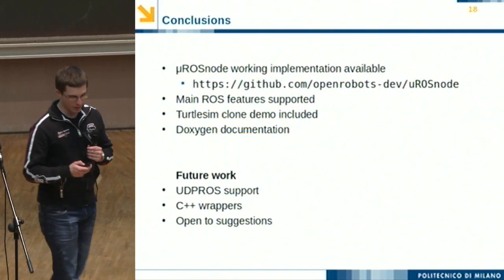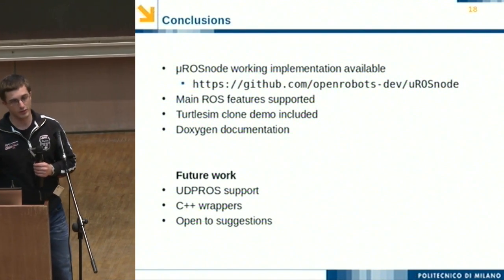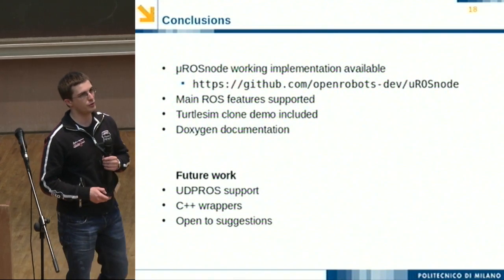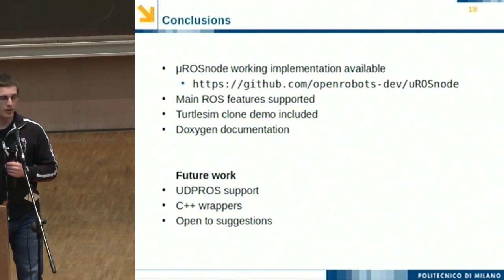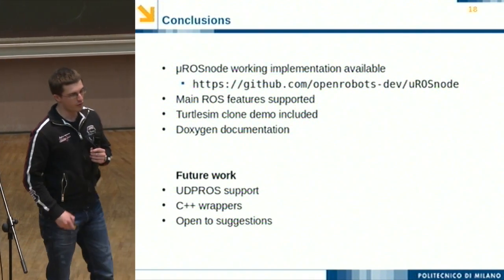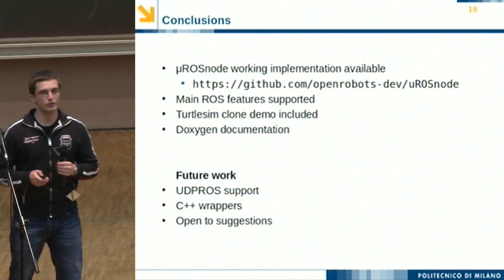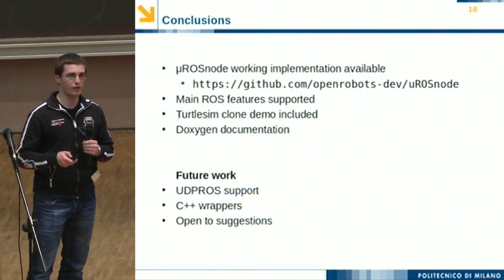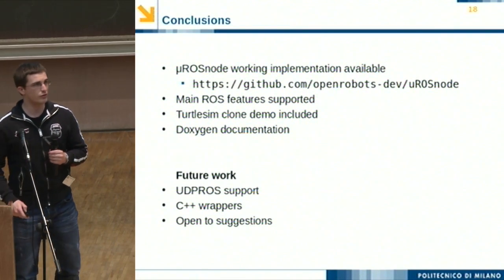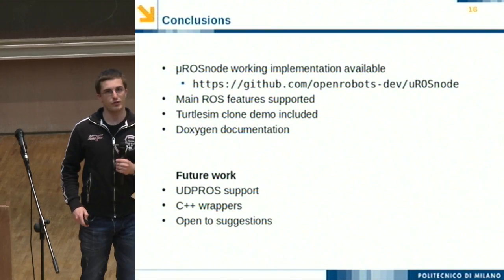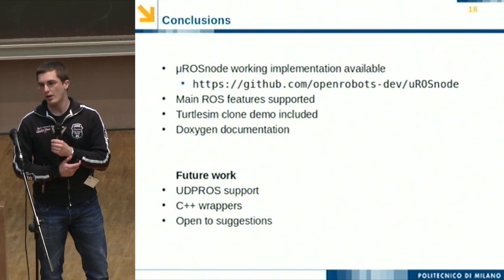It's a very young project, so we still have something to do, like the addition of the UDPROS protocol for efficient communications, and maybe C++ wrappers to provide an API much closer to the current API of ROS C++. So it must be even easier to write a firmware like you do with ROS C++ on a generic computer. We are also very open to suggestions for future work, and we know that there are other projects doing similar things.